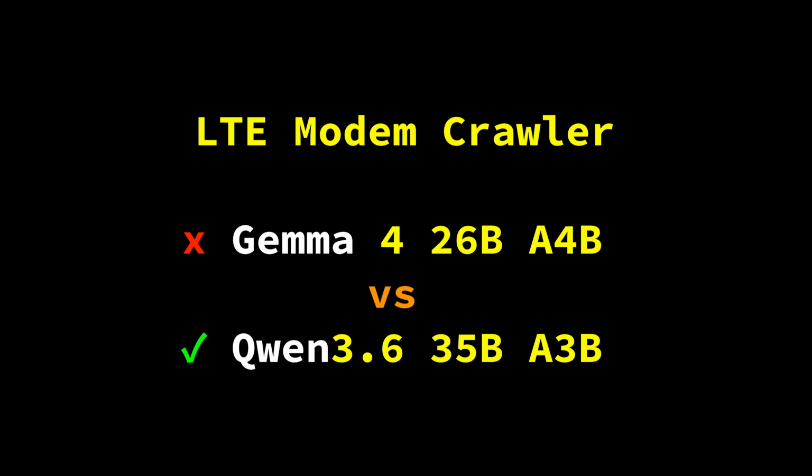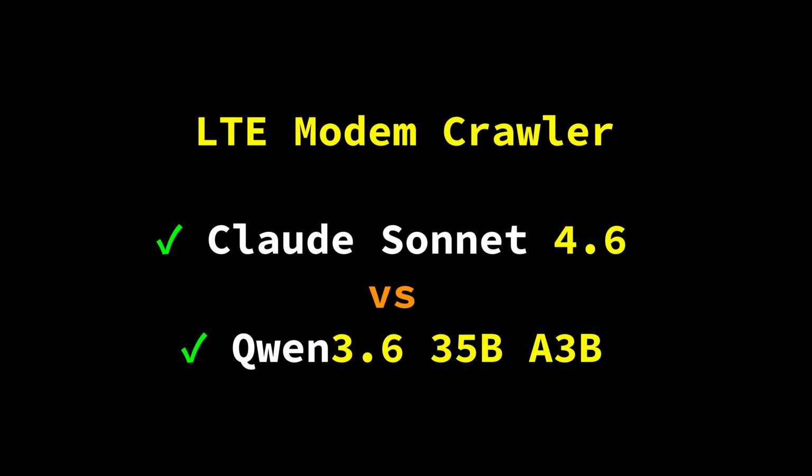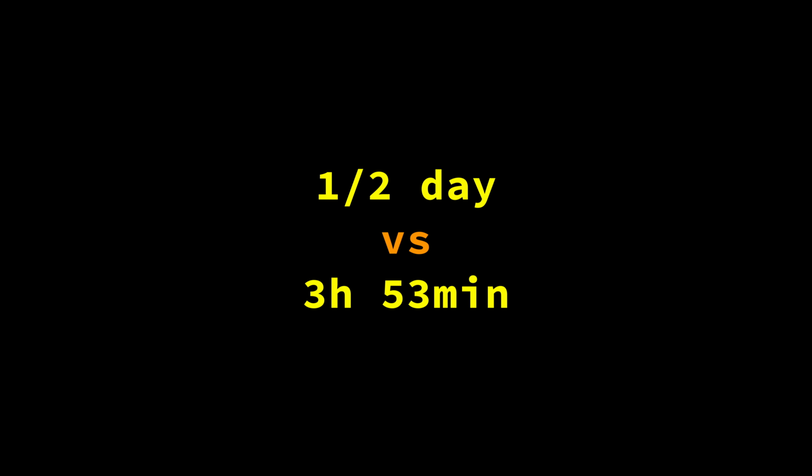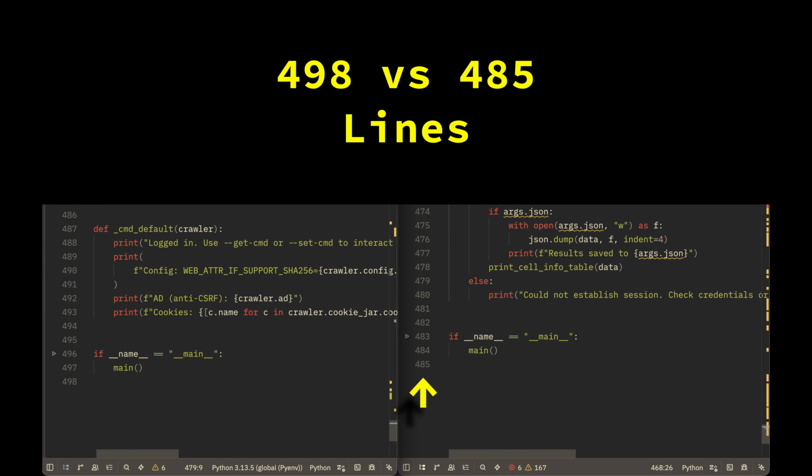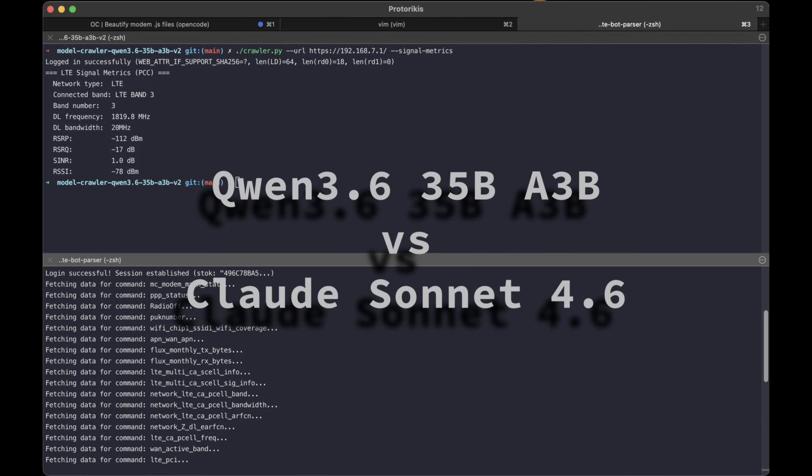By the way, when Gemma 4 26B failed this modem crawler task, I tried Claude Sonnet to see whether it's doable at all. And if I recall correctly, it took me about half a day too. The resulting source is similar in size. But you know what? I actually like the local implementation better. It turned out simpler.